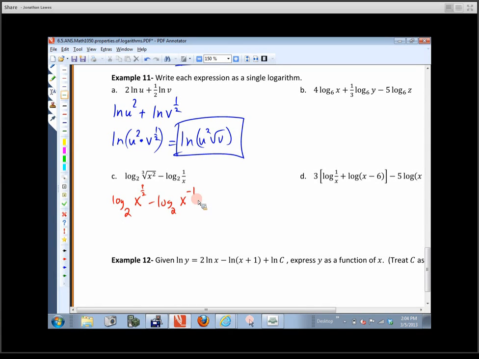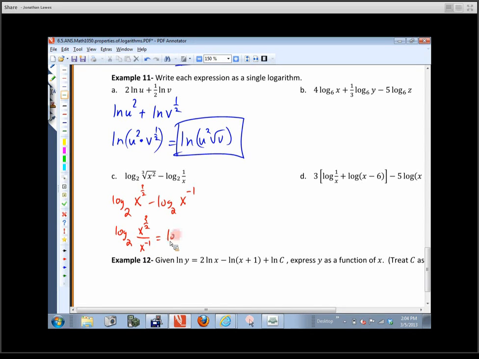Now, I'm going to show you two different ways to finish this off. So this is division, right? Okay, so I'm going to write the log base 2 of x to the 3/2 on the top, x to the negative 1/2 on the bottom. You with me there? But that's ugly. I'm going to take this and move it up on the top.